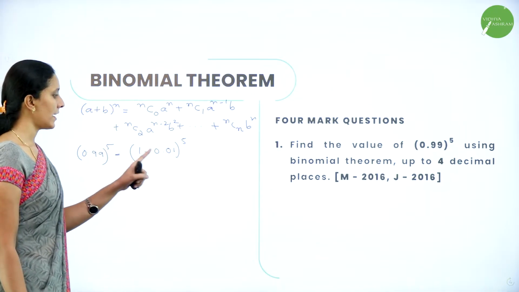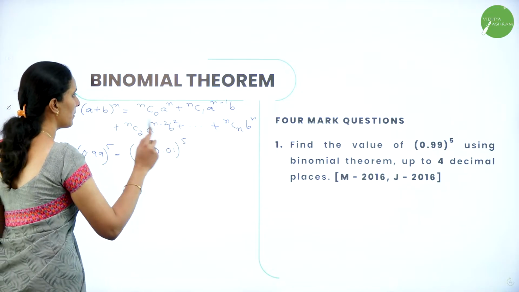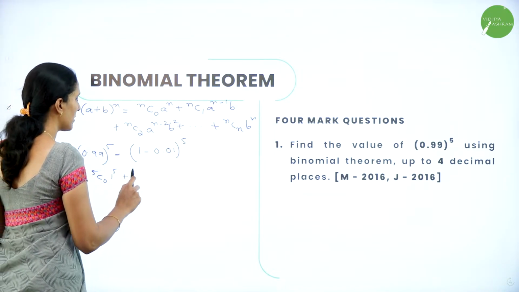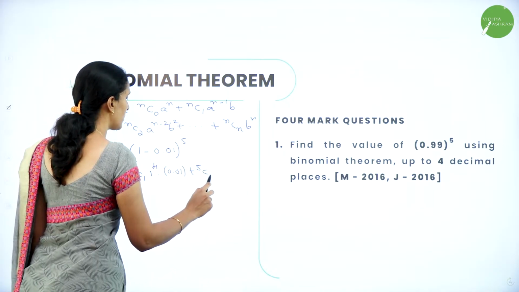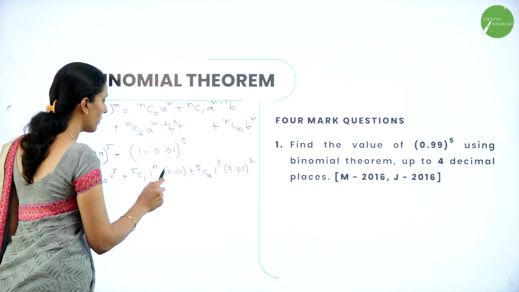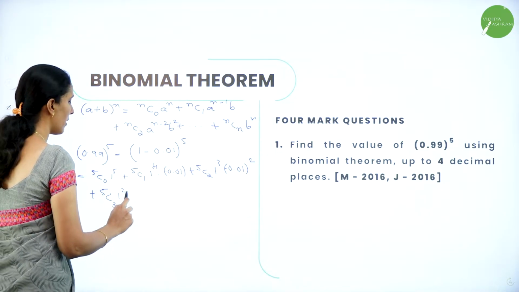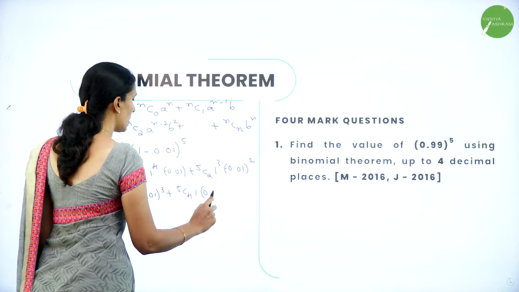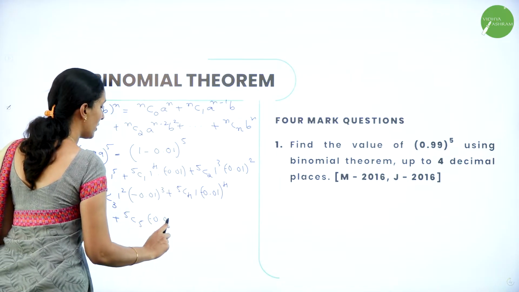So here we can take 1 as a, and for the value of b, we can take it as 0.01. So let us expand using the terms we have. n is nothing but 5, a is 1, b is 0.01. So the first one is 5C0, 1 power 5. Next 5C1, 1 power 4 into 0.01. Next 5C2, 1 cube, 0.01 whole square. Here we have b in the form of minus, so we will substitute minus here. Here also we will substitute minus. Next we have 5C3, 1 square, minus 0.01 whole cube. Next 5C4, 1 into minus 0.01 whole power 4. The last one is 5C5, minus 0.01 whole power 5.